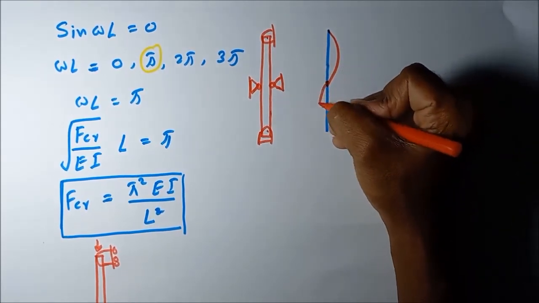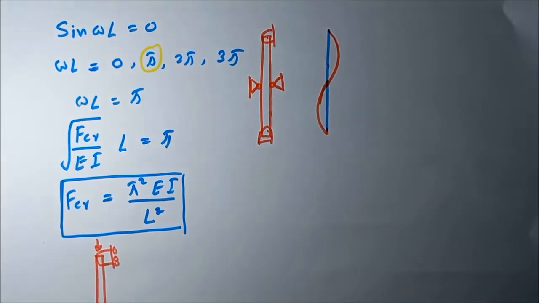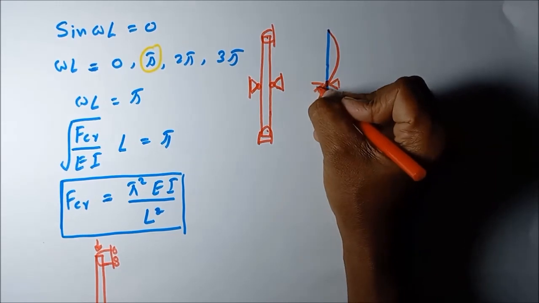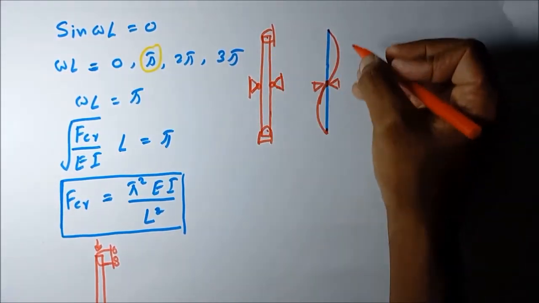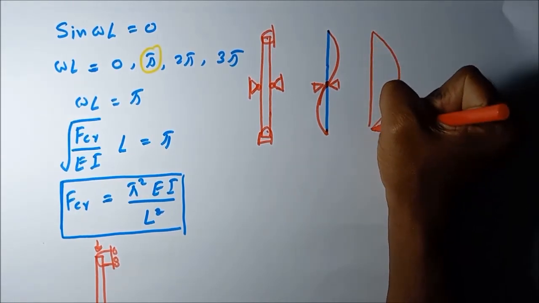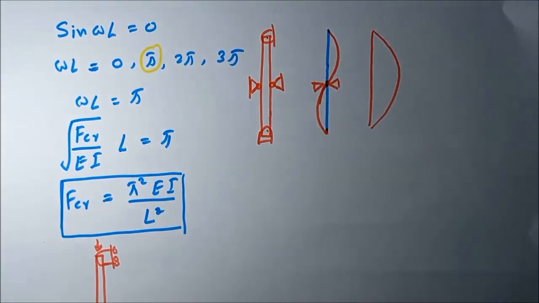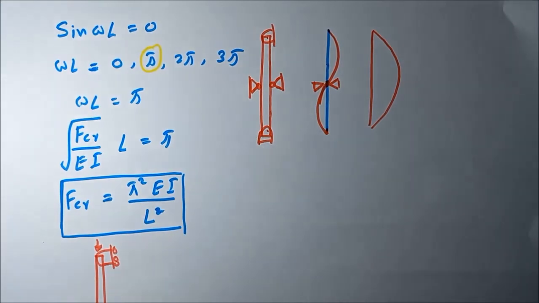When it buckles, it will form this kind of curvature. Because there's a lateral support in here, it cannot produce this kind of arc when it buckles. So it forms this kind of buckling. In this situation, how can we rearrange this equation?